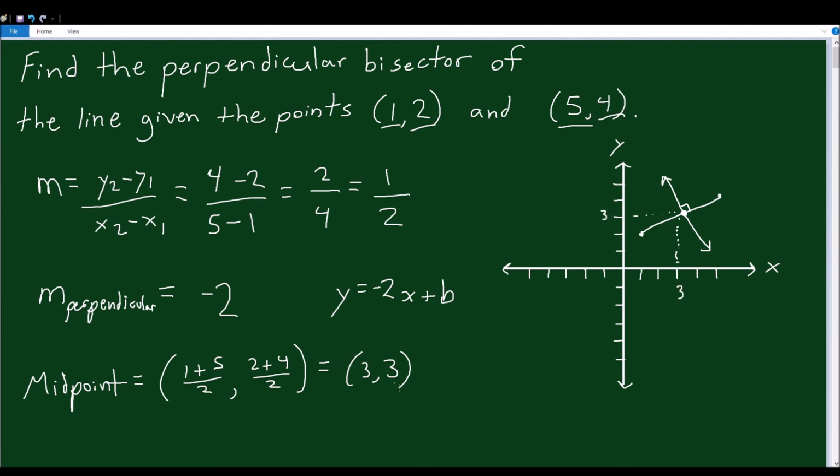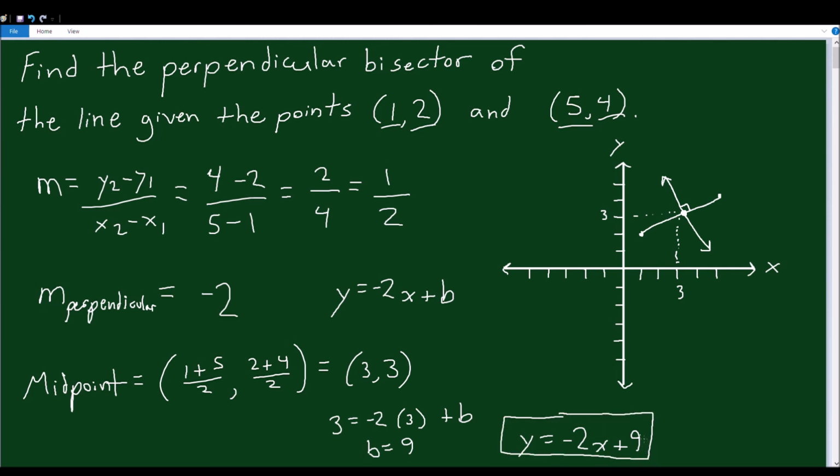So now we can say that this is a point that's on both of our lines. So if it's on our perpendicular bisector, we can plug it into this equation. So we can say 3 equals negative 2 times 3 plus b. We solve for b. We get b is equal to 9. And then we can use that b in our equation. So the final equation is y is equal to negative 2x plus 9. This is the equation of the perpendicular bisector.